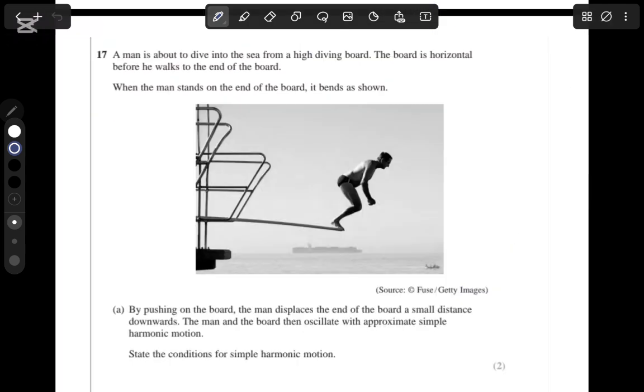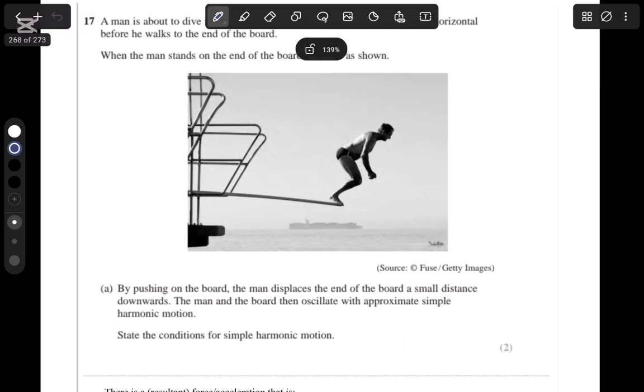The man is about to dive into the sea from a high diving board. The board is horizontal. Before he walks to the end of the board, the man stands on the end of the board. It bends as shown. By pushing on the board, the man displaces the end of the board a small distance downwards. The man and the board then oscillate with approximate simple harmonic motion. State the conditions for simple harmonic motion.